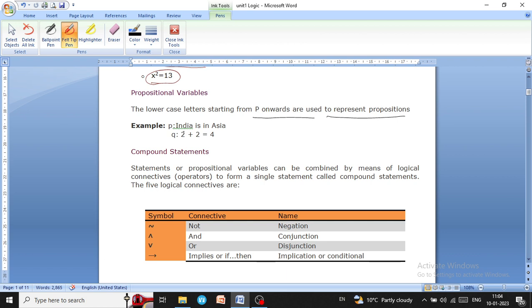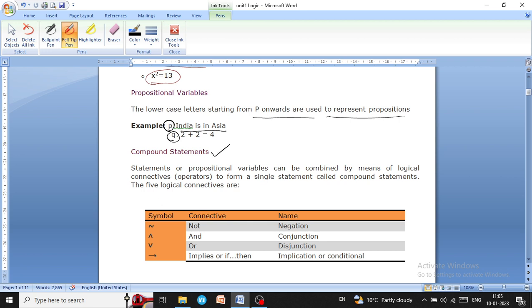For example, India is in Asia. Is it true or false? For representing this statement, we use p. This is a propositional variable. 2 plus 2 is equal to 4. This is a statement. For representing this statement, we use the variable q. Those are known as propositional variables.